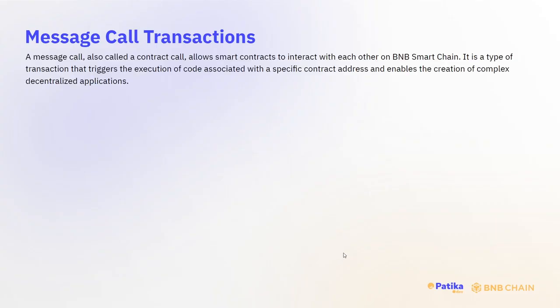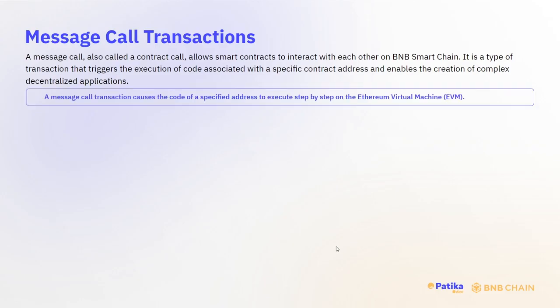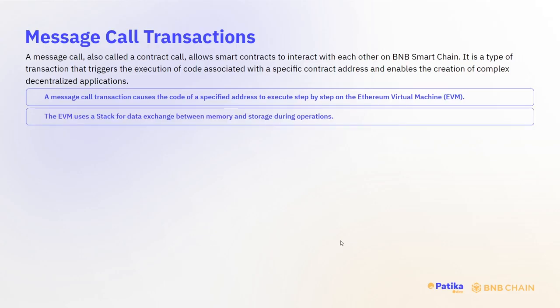Message call transactions. A message call, also called a contract call, allows smart contracts to interact with each other on BNB Smart Chain. It's a type of transaction that triggers the execution of code associated with a specific contract address and enables the creation of complex decentralized applications. A message call transaction causes the bytecode of a specified address to execute step by step on the Ethereum Virtual Machine. The EVM uses a stack for data exchange between memory and storage during operations.